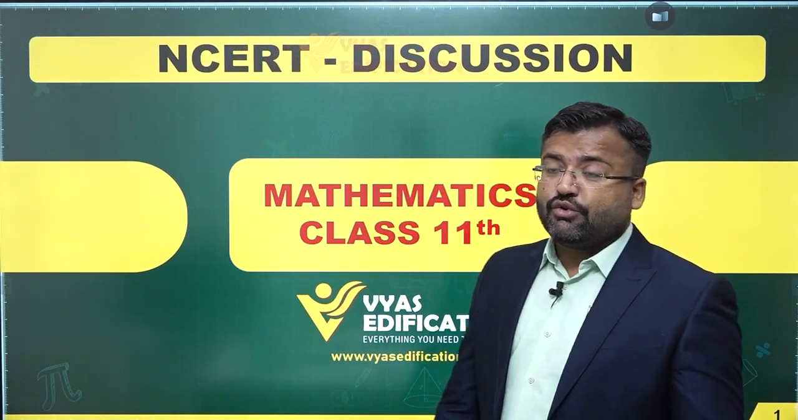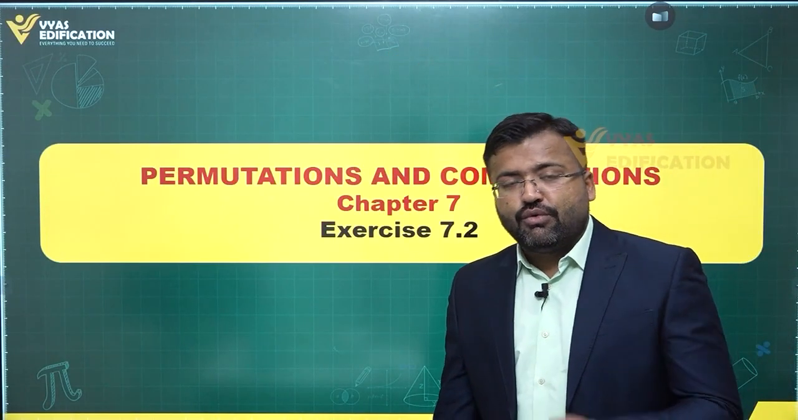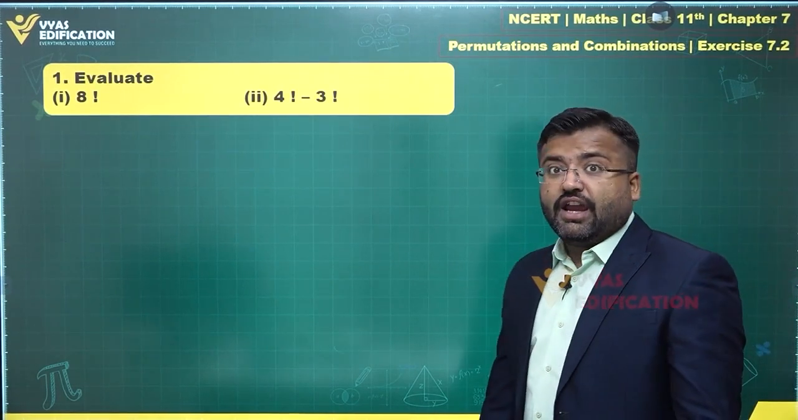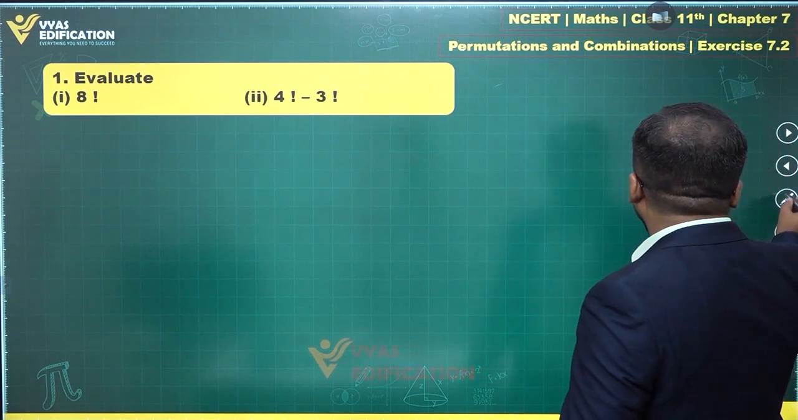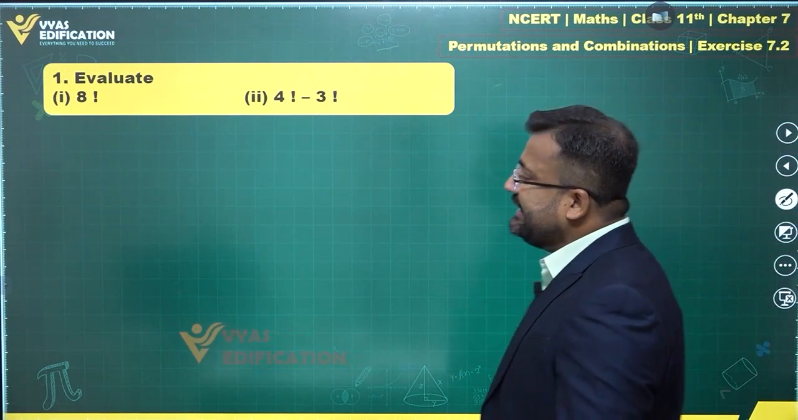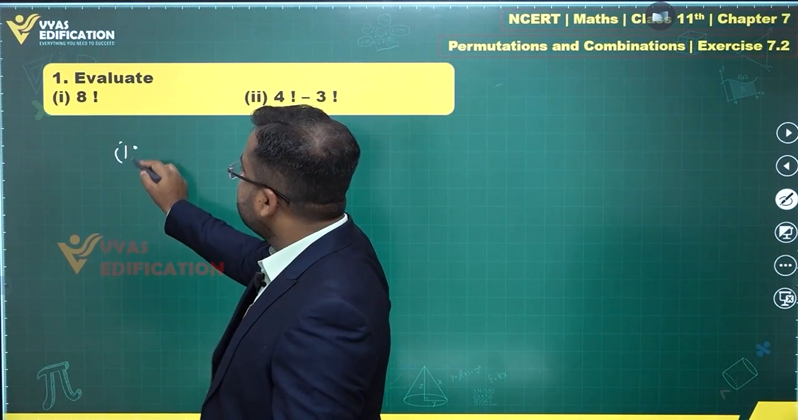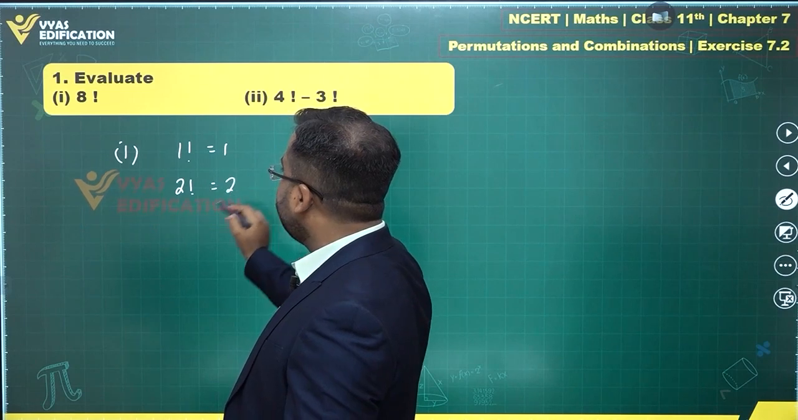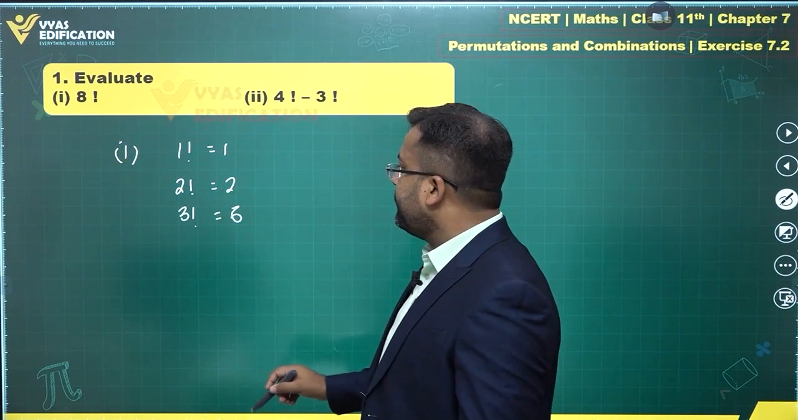Let's discuss the questions from Permutations and Combinations exercise 7.2 over here. First question says evaluate 8 factorial. We are supposed to find that 8 factorial. Yes, let's find that 8 factorial. You should remember a few factorials, right? A few factorials, yes. Let's say 1 factorial is pretty simple. 1, 2 factorial is 2, 3 factorial is actually 3 times 2, which is 6, right?